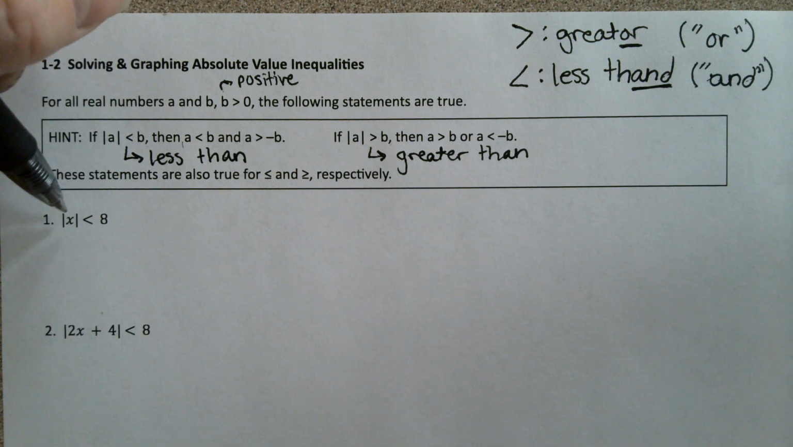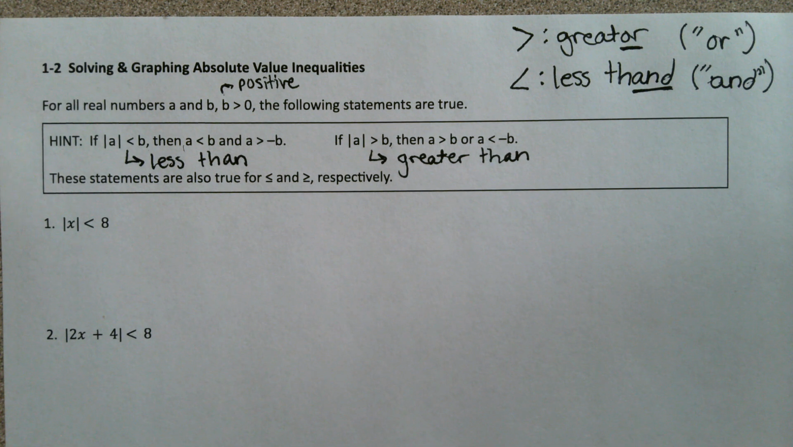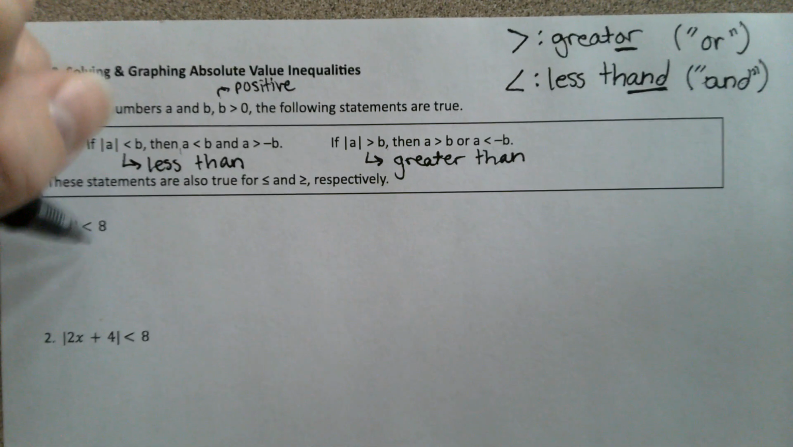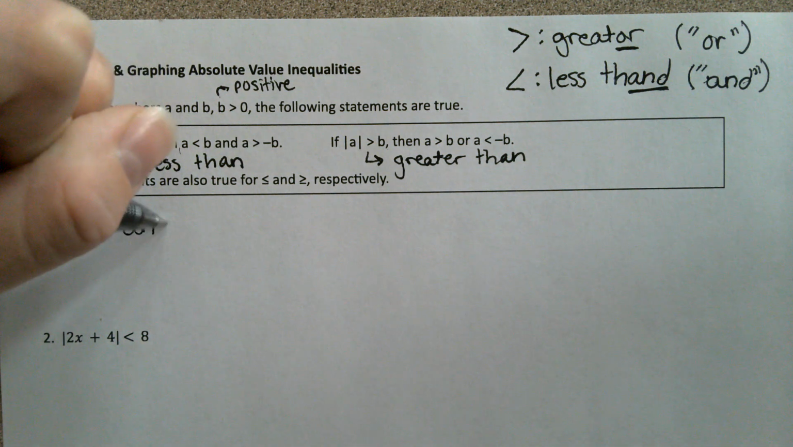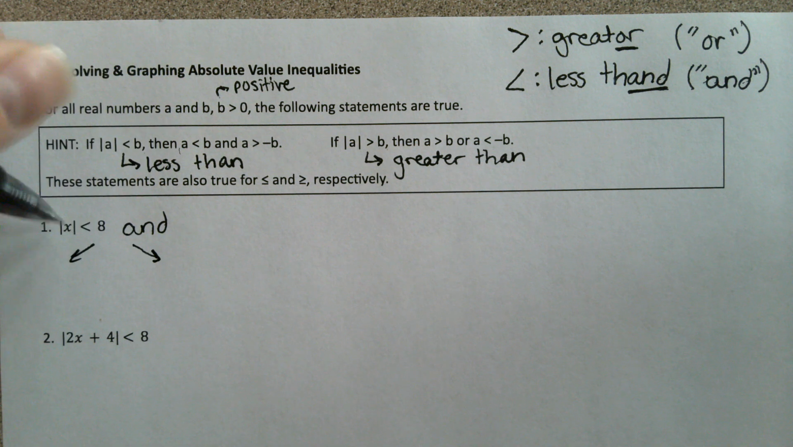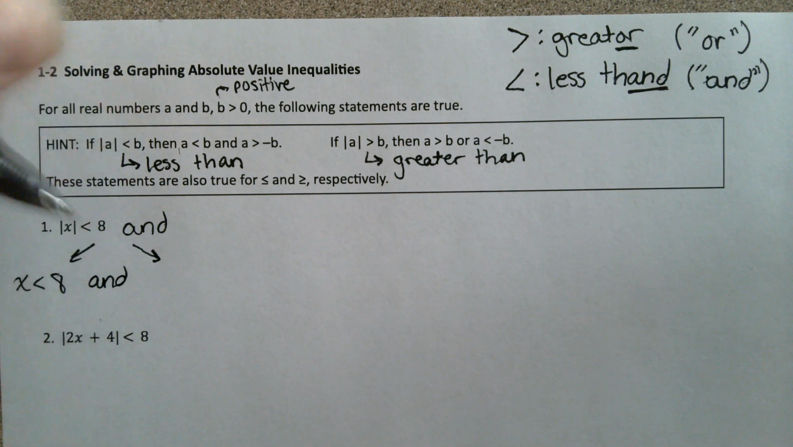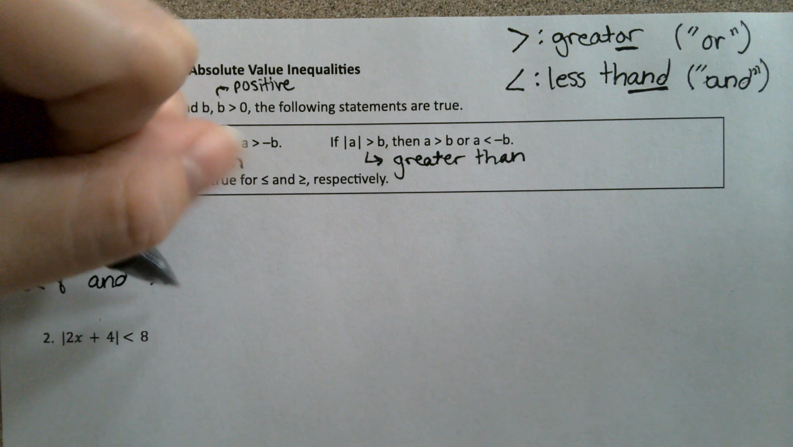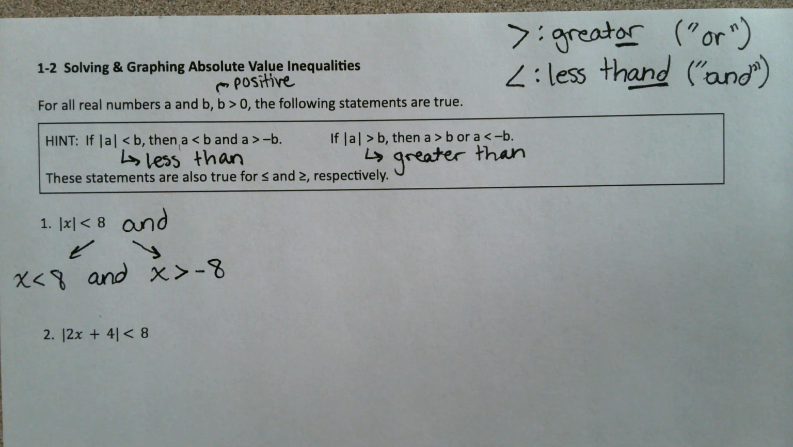Number 1, the absolute value of x is less than 8. So the first step for these is to make sure your absolute value is isolated, which it is here. It's just on the left-hand side. So this is a less than problem, less than. We need to have and. So when I split it up, I'll drop the absolute value and I'll have x is less than 8 and x is, flip the sign, greater than, make it a negative, negative 8.